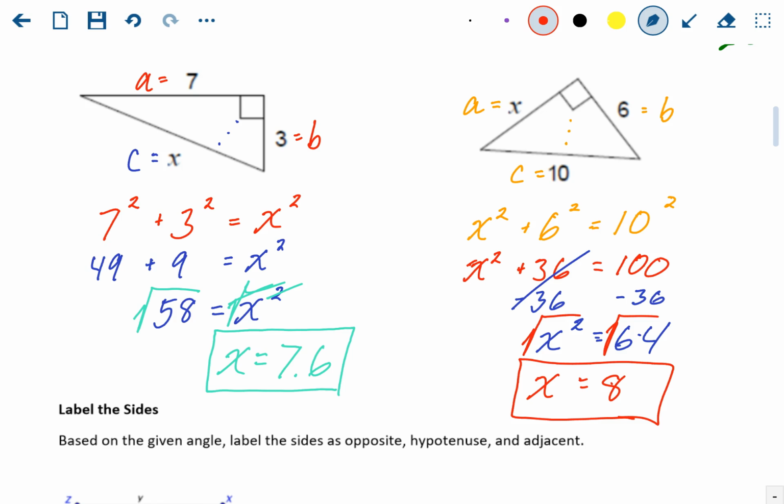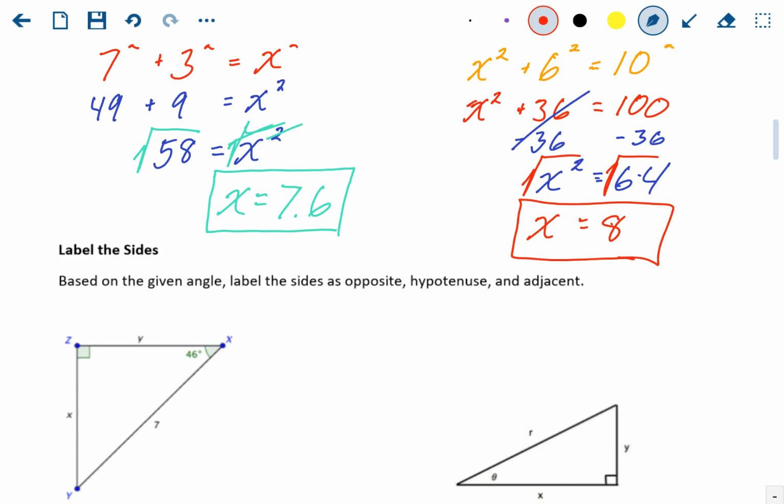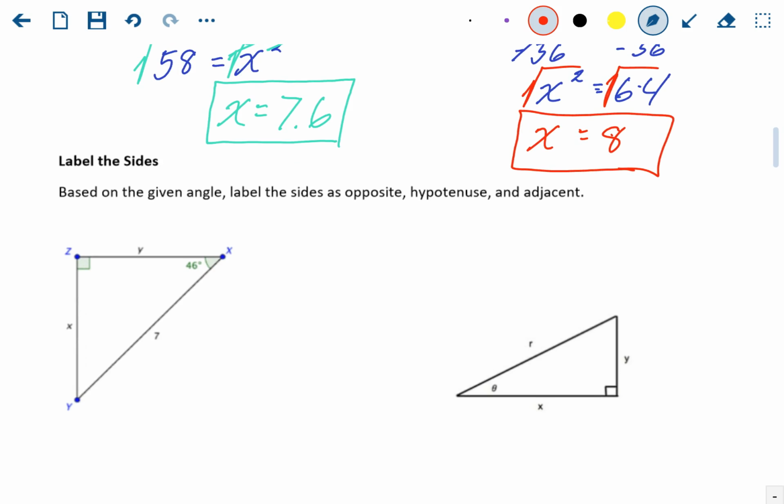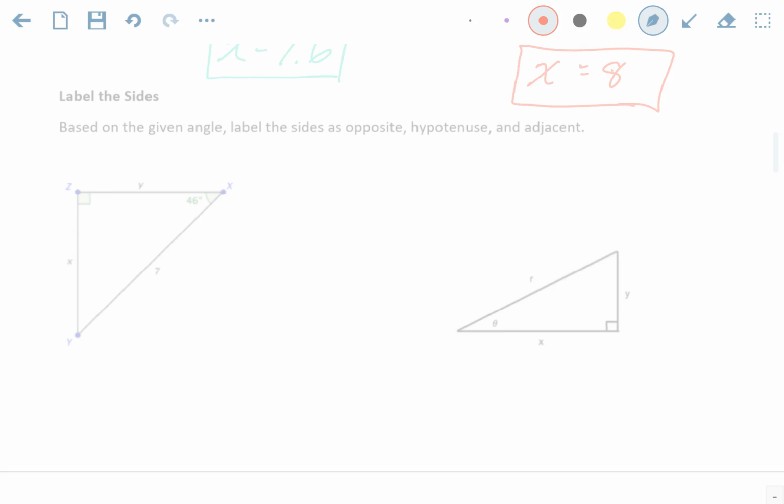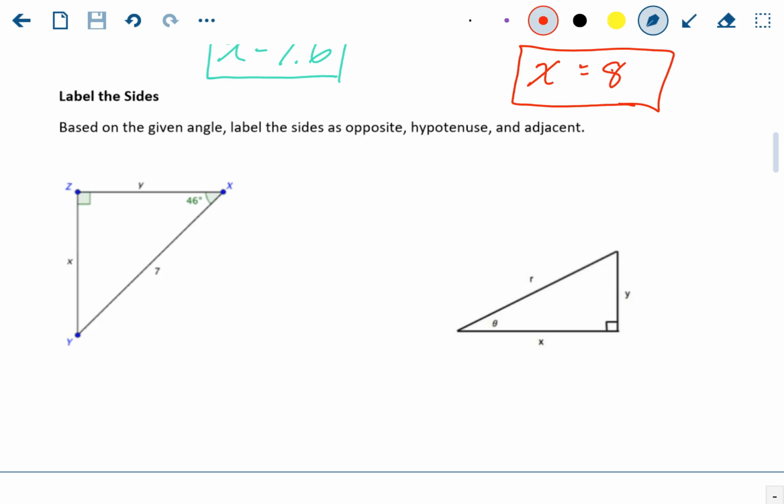Alright, next thing we're going to have to remember from triangle trig is we're going to have to know how to label the sides. So we already kind of did that a little bit. But because all of our trig ratios are in terms of opposite, adjacent, and hypotenuse, we're going to have to identify those as such. Okay. So based on the given angle, label the sides as opposite, hypotenuse, and adjacent. The given angle is going to be whatever angle is marked for us. So in this case, the 46 degrees in the top right, that's going to be our marked angle.